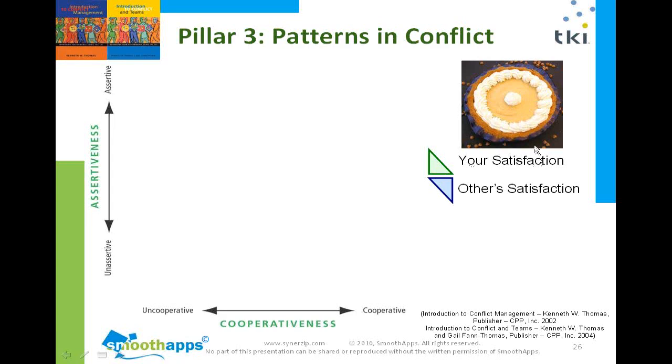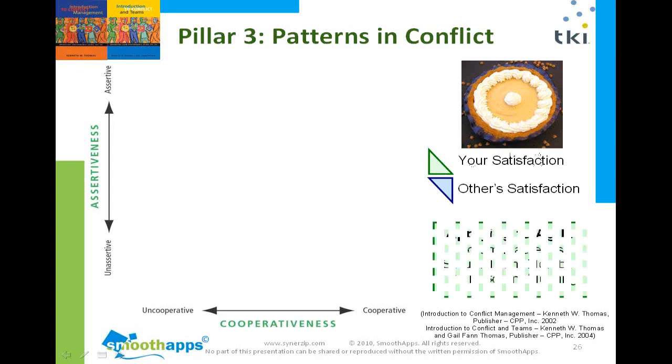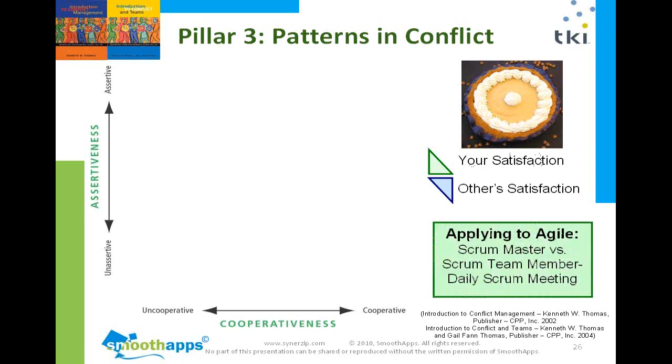So let's start with the first style, and let's apply it to Agile. Let's assume I'm a Scrum Master and I'm trying to adopt or roll out Scrum in an organization, and there's this one team member who's resisting attending the daily Scrum meeting. He's basically flat out saying he's not going to attend even a single Scrum meeting. It's too inconvenient. So let's apply this TKI model to address this particular issue.